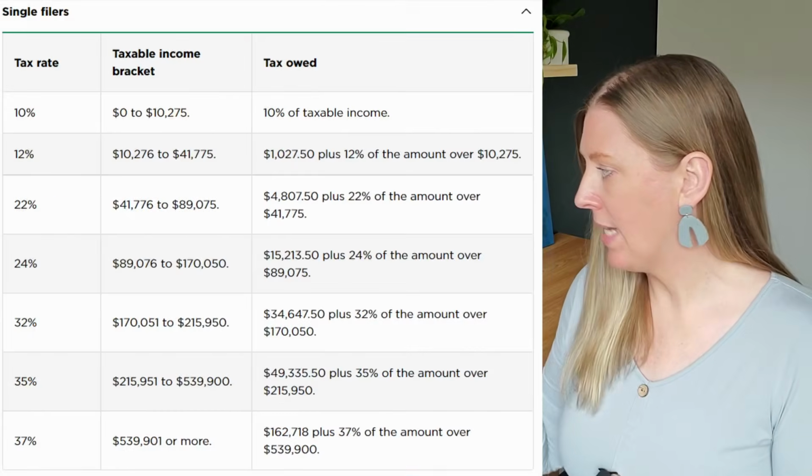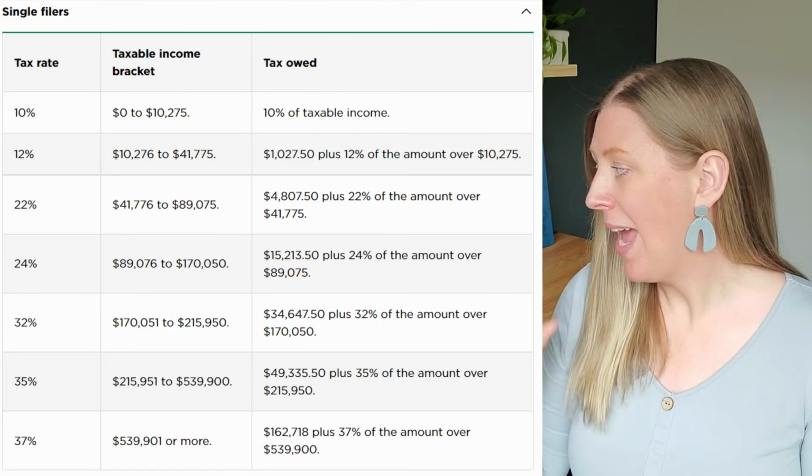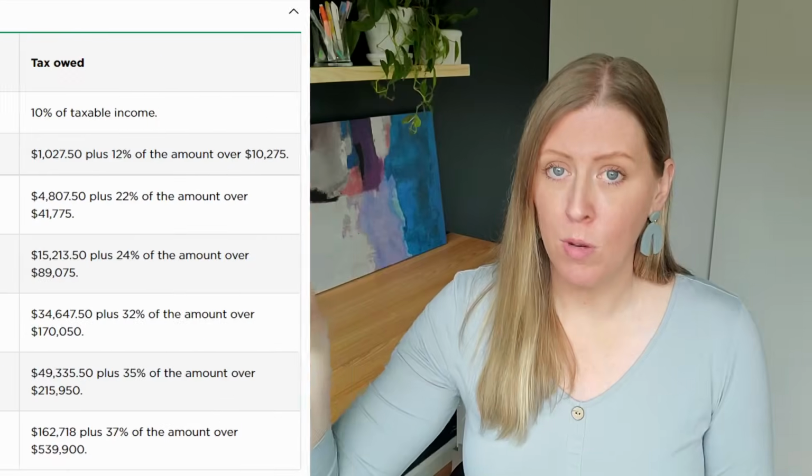So again, this graphic is from a website called NerdWallet that I'm going to leave linked down below, and they've already done the math for you. If you look at the tax owed column, let's go into the middle, like let's go into the 24% tax bracket. They've already calculated that the taxes up to $89,000 is going to be $15,000. I'm using round numbers here. And then anything you made above $89,000 is going to be taxed at the 24% rate.